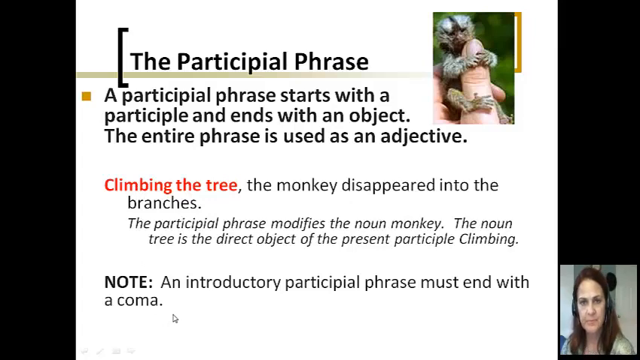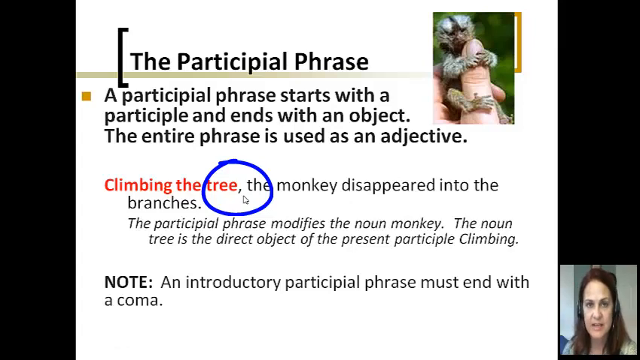The last thing that you need to notice here is when you have an introductory participial phrase, you need to make sure that you're putting the comma there, because that's correct punctuation, because it's an introductory phrase. It is dependent on the rest of your sentence.